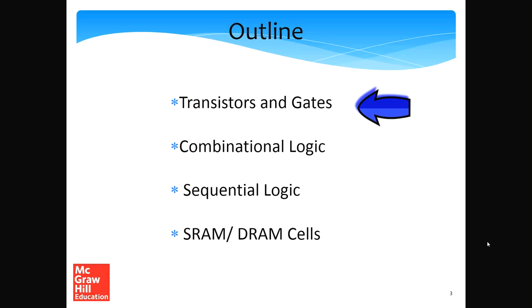Finally, we'll discuss SRAM and DRAM cells. These are the memory elements inside a processor. We can store data here; we can store bits and bytes. SRAMs and DRAMs are two very different technologies, so we'll discuss both of these in the last part of this chapter.